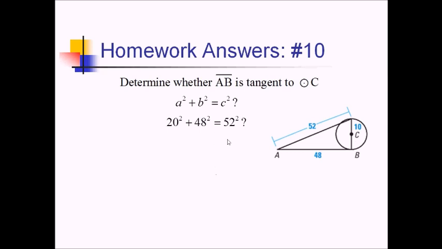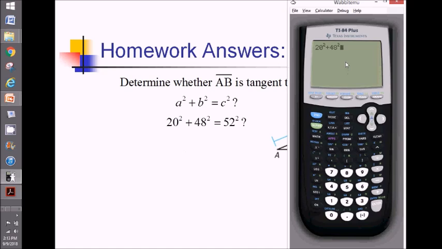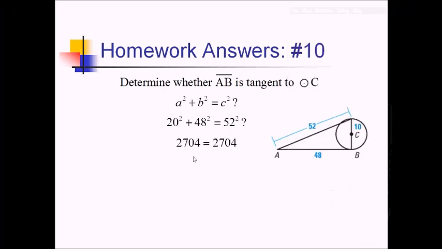So for this, I'm going to need the calculator. I know 20 squared is 400. The rest of it, though, I'm not so sure about. So on one side, we've got 20 squared plus 48 squared, which adds up to 2704. On the other side, we've got 52 squared, which is also 2704. Well, since it comes out the same on both sides, we know then that AB and CB are perpendicular.